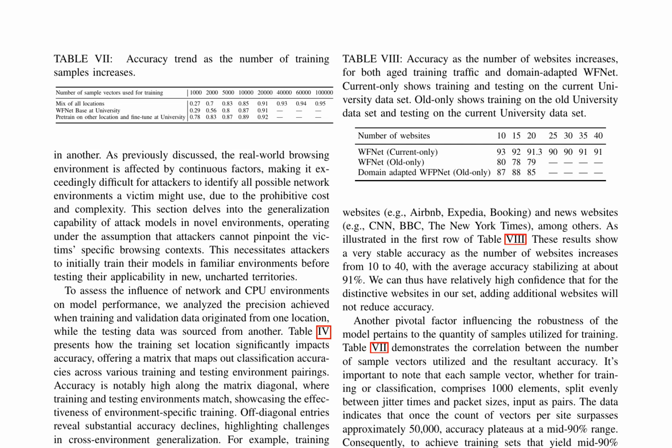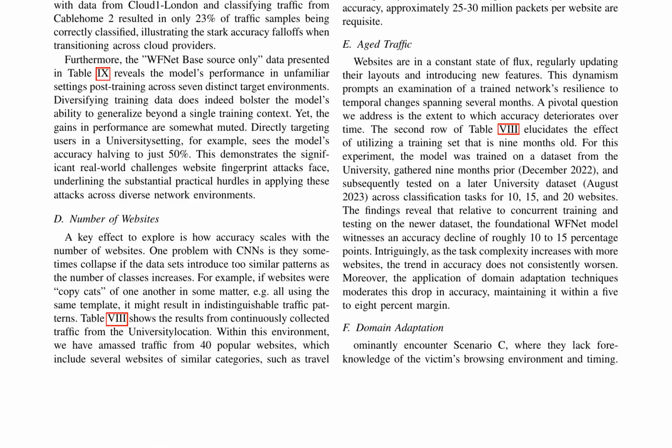The impact of the number of websites on accuracy was also explored, showing a very stable accuracy as the number of websites increases from 10 to 40. Furthermore, the correlation between the number of sample vectors utilized and the resultant accuracy was examined, demonstrating that once the count of vectors per site surpasses approximately 50,000, accuracy plateaus at a mid-90% range.